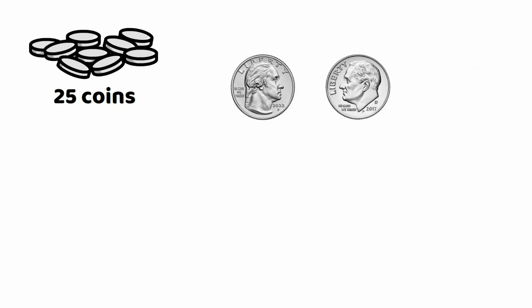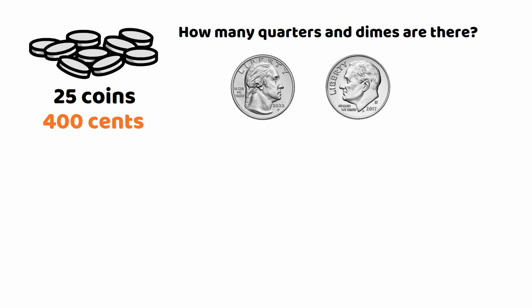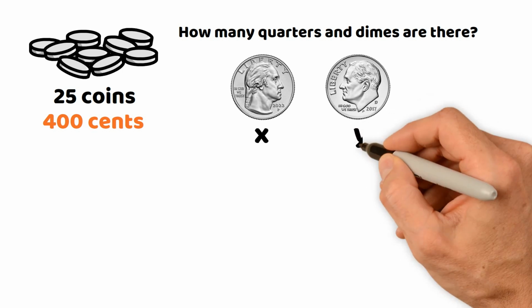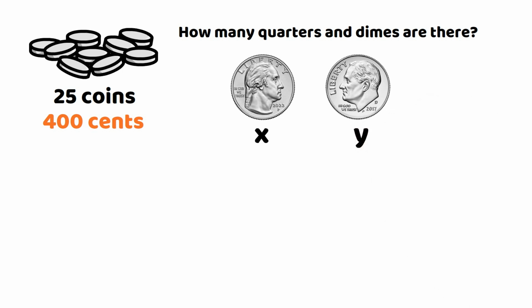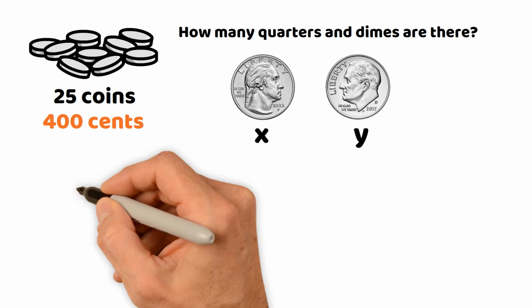Let's say there are a total of 25 coins consisting of quarters and dimes. The total amount of money is $4, or 400 cents. How many quarters and dimes are there? Well, what we can do is say, let x equal the number of quarters and y equal the number of dimes. Just because we know that there are 25 altogether doesn't inherently mean that we know how many of them are quarters and how many of them are dimes. However, we can also establish another algebraic relationship by saying the total amount of money is $4, or 400 cents.